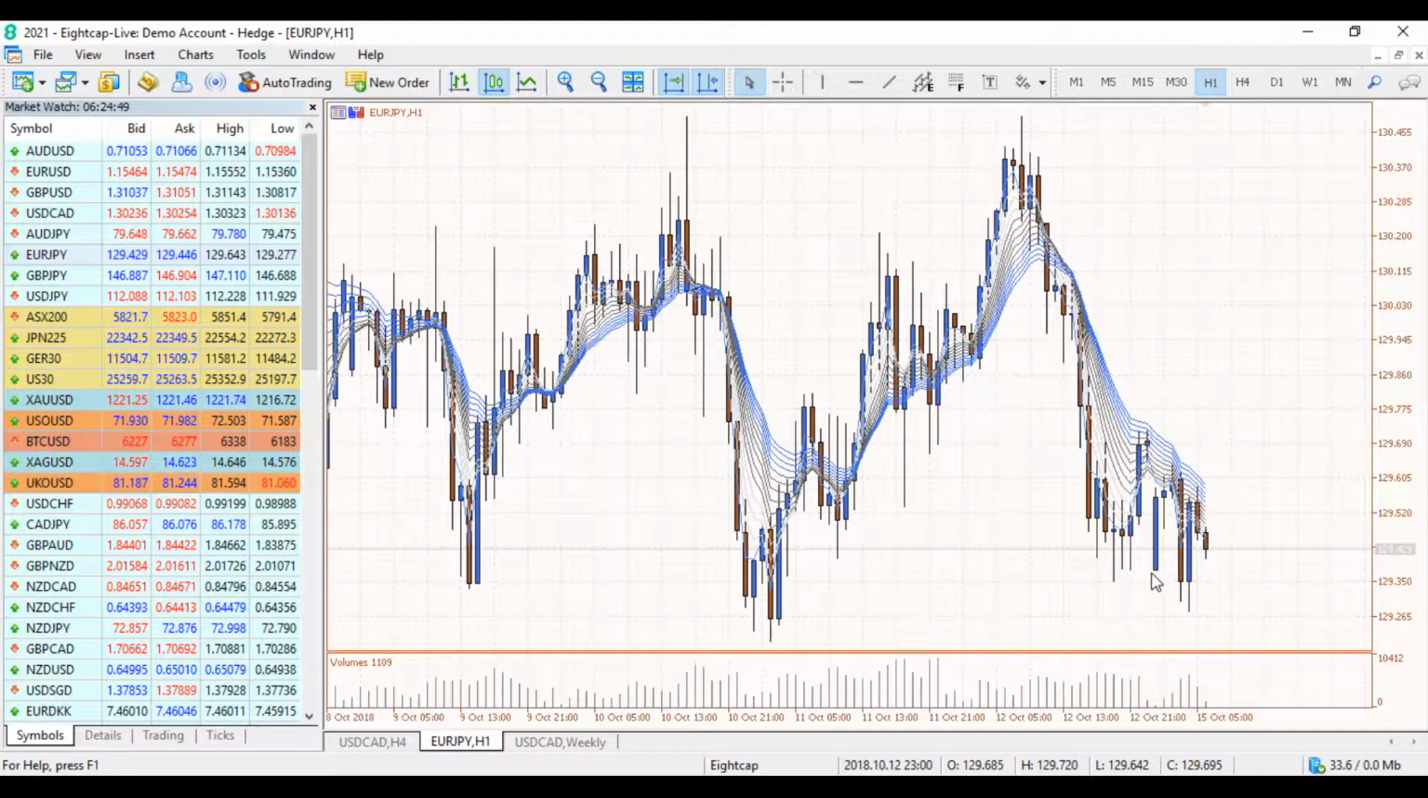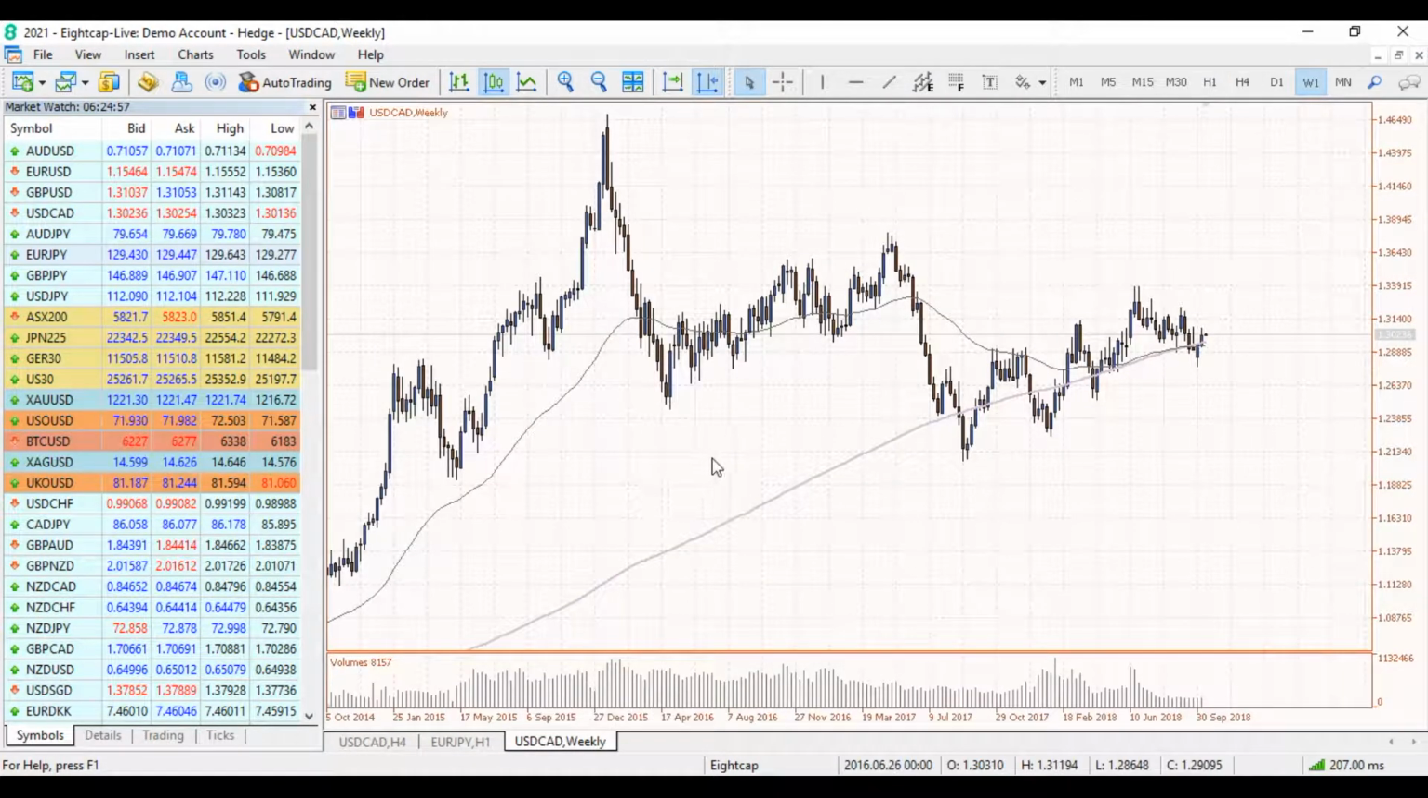Now there are some key moving averages that are industry known. The first one a lot of traders use is a 21, which is a Fibonacci number, a 50 period, and then the 200-day moving average.